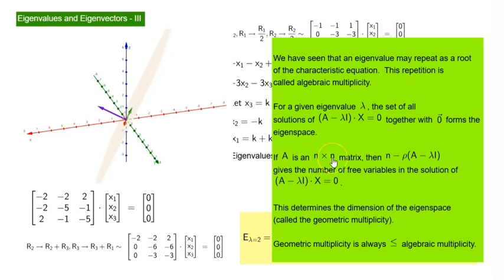If A is an n by n matrix, then n minus the rank of A minus lambda I gives the number of free variables in the solution of A minus lambda I times x equal to 0. This determines the dimension of the eigenspace, called the geometric multiplicity. Geometric multiplicity is always less than or equal to algebraic multiplicity. That was eigenvalues and eigenvectors. That's it for now.